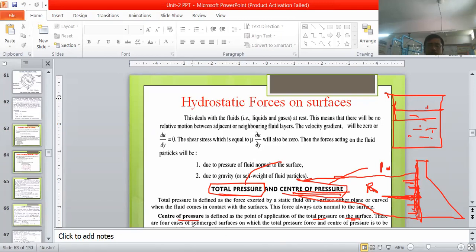Now, there are four cases of submerged surface on which the total pressure force and center of pressure are to be determined. In our syllabus also, we are going to deal with those four cases. What are those four cases? We are going to see here.